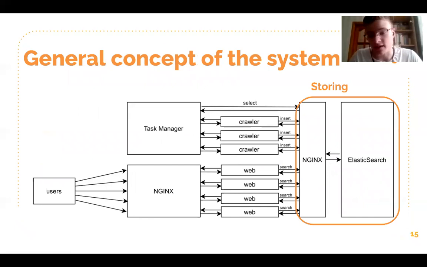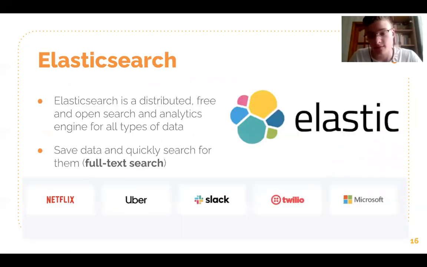And let's go to the last part of our system, which is storing. We use the Elasticsearch database, which is a distributed search and analytics engine. We use it for saving data and quickly searching it. The main feature of this database is full text search, which is used to search user queries. And on this slide, you can see the biggest companies which use this database, which proves that this database is a leader on the market in its sphere. So, next slide.